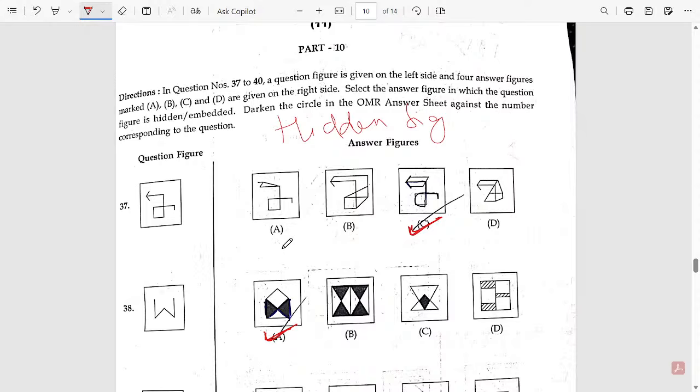Okay, good. I hope everyone understood, and this is how you have to solve all the 10 parts of the question paper. Students, how was the class? Tell me. Very easy, right? This is how you have to solve the question paper.